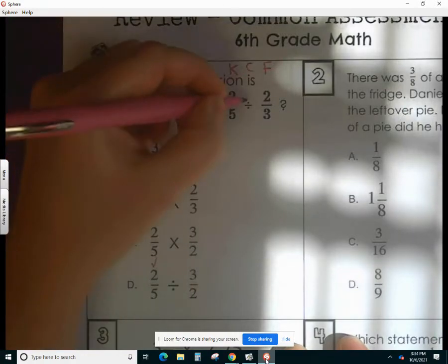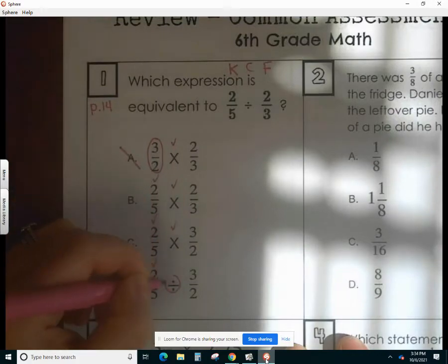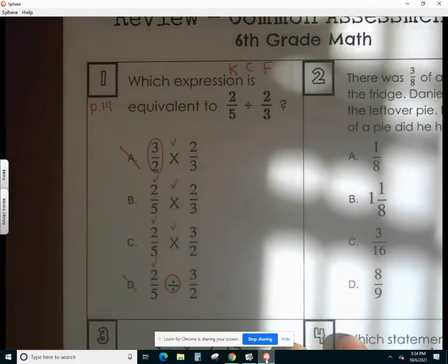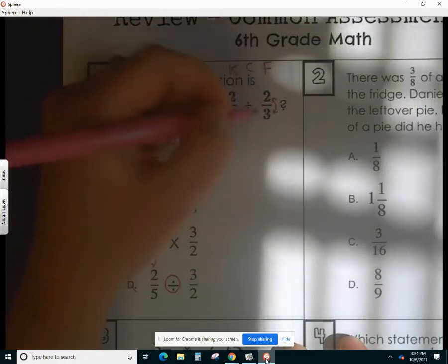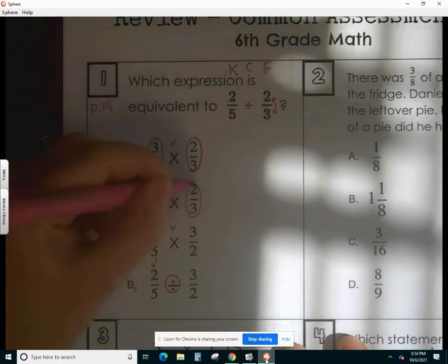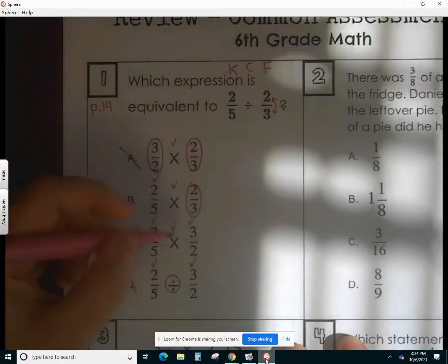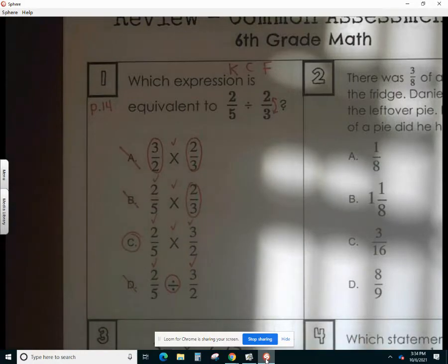We're supposed to change to multiplication. That looks good. That looks good. That looks good. This does not look like multiplication, so I can get rid of that one. And we're supposed to flip this second fraction to its reciprocal, which would be 3/2. So nope, nope, yes, yes. And so we can get rid of this one because it has something wrong. The only one that has 3 check marks, keep, change, and flip, is answer choice C.